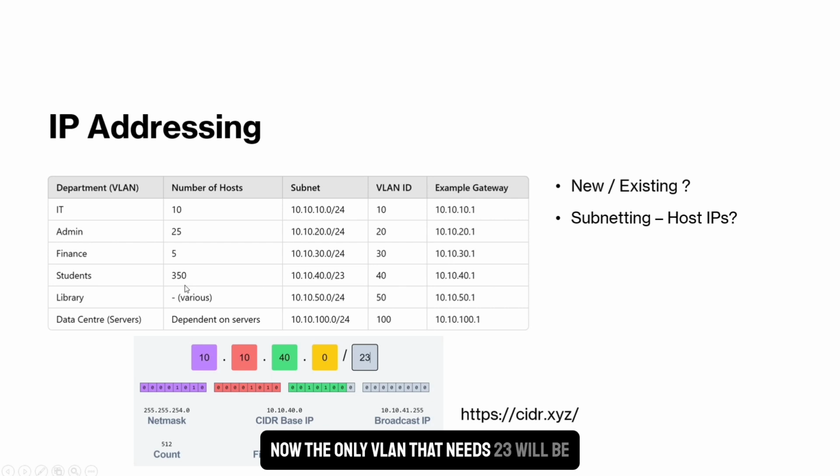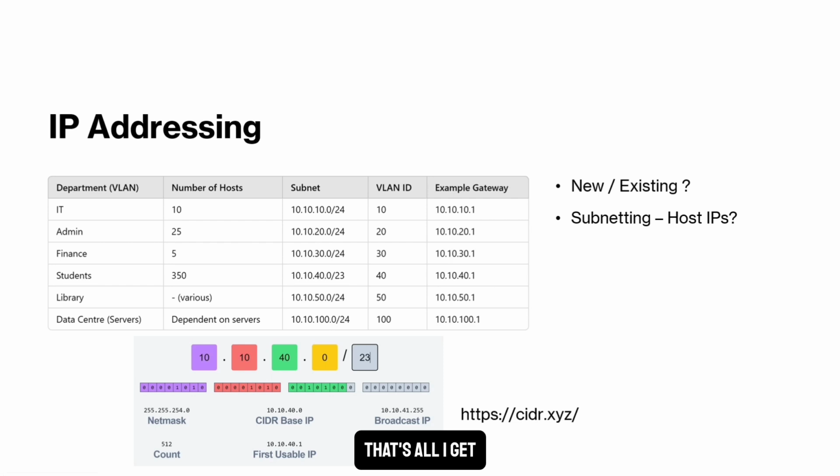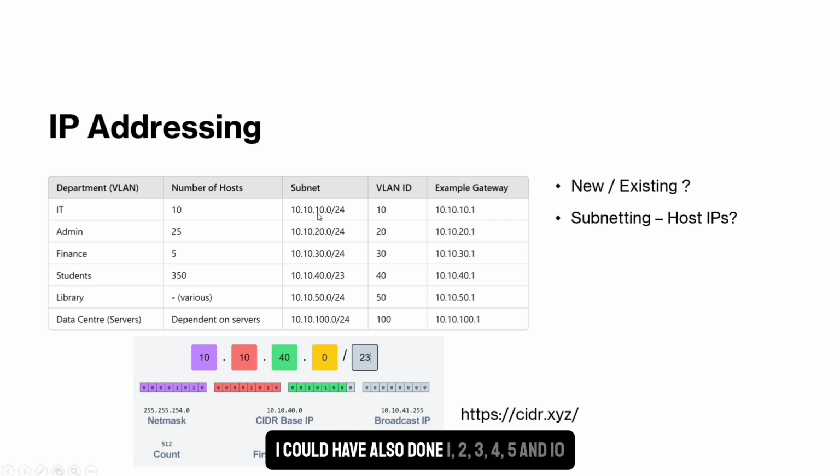Now, the only VLAN that needs a /23 will be students. The reason is that I want to have more than 350 IPs. If I have a /24, it's only 254. That's all I get. That's why I need a /23. Since it doesn't break anything, I could have also done 1, 2, 3, 4, 5, and 10. But the reason I picked 10, 20 is because there is a gap between these. So when I do a 40 and I do a /23, it means I'm going from 40.1 to 41.254. These are my 512 IPs that I'm able to use.